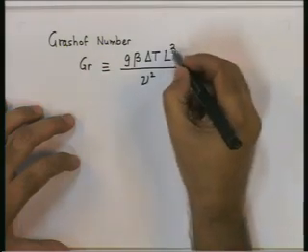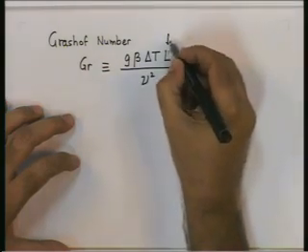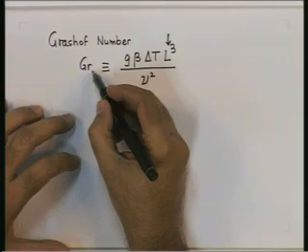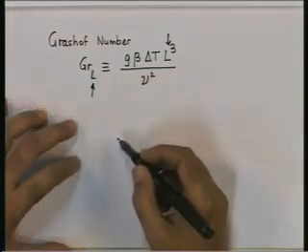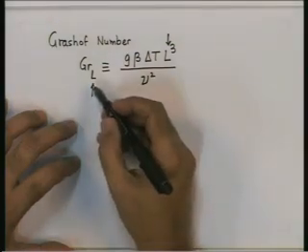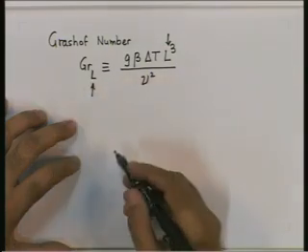L is the characteristic length, and quite often to represent that it is based on a specific characteristic length, we will use L as a subscript on the Grashof number.